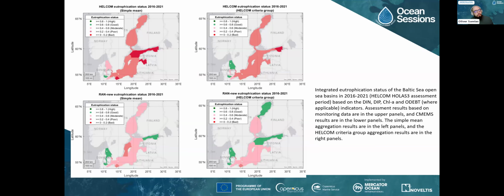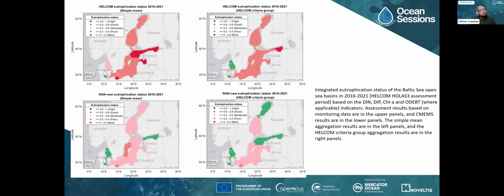which includes all of the available indicators, which we use: TIN, DIP, chlorophyll A, and oxygen debt. On the upper panels, you can see the HELCOM monitoring data, and on the lower ones, you can see the Copernicus reanalysis data. On the left side, the upper and lower is the simple mean, where we just averaged the indicator results. But on the right, we did the HELCOM criteria group, which is that each indicator has its own weight.